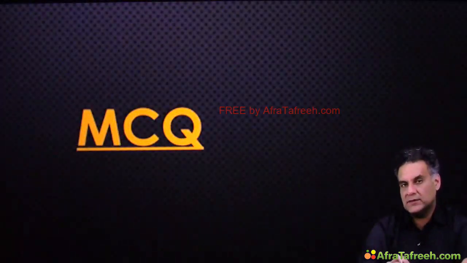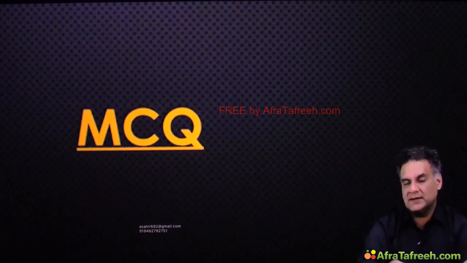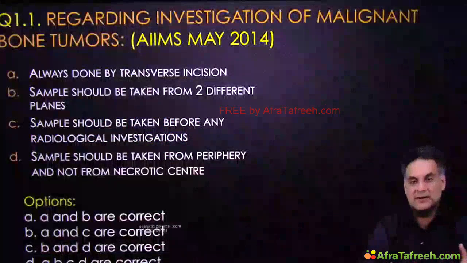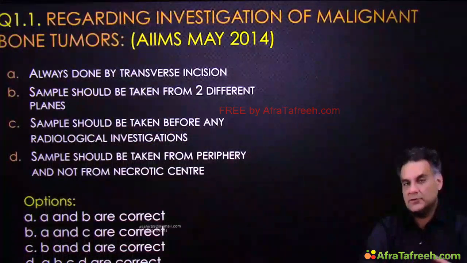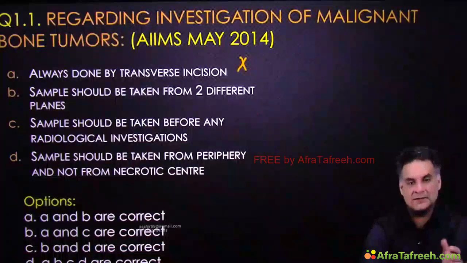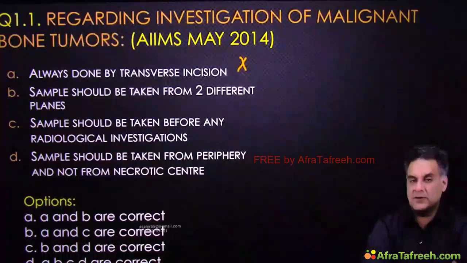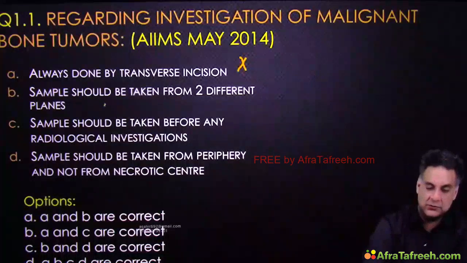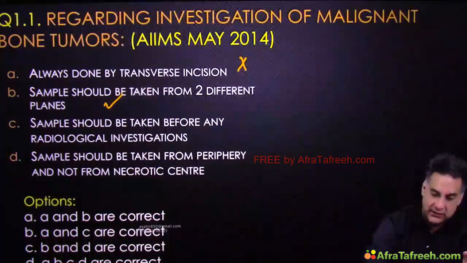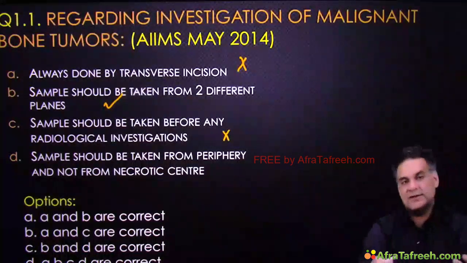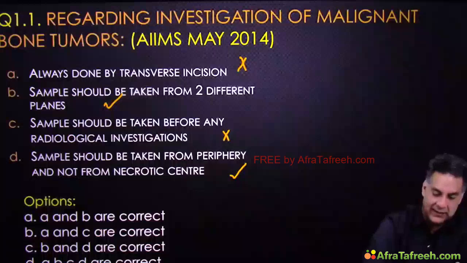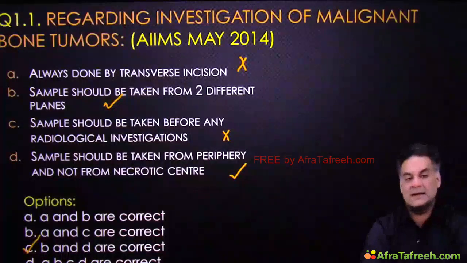Let's do some questions. Let's understand what we have done till now. Regarding investigation of malignant bone tumors, you do a transverse incision. You take a vertical incision. Sample should be taken from two different planes. True. Sample should be taken before any radiological investigation. False. It should be taken from periphery. True. So second and fourth are correct. C, B and D are correct.